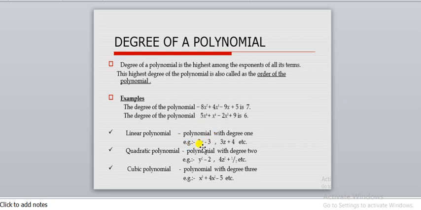Here the highest power of x is 1. So the degree is 1. Quadratic polynomial is a polynomial with degree 2.